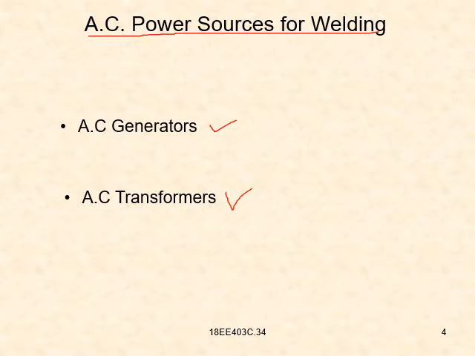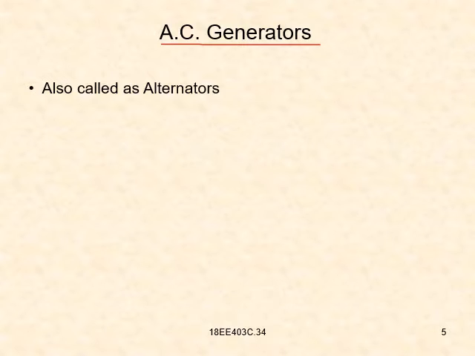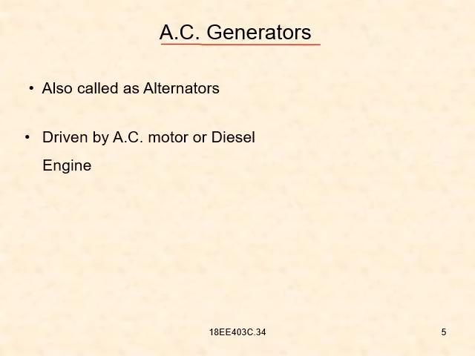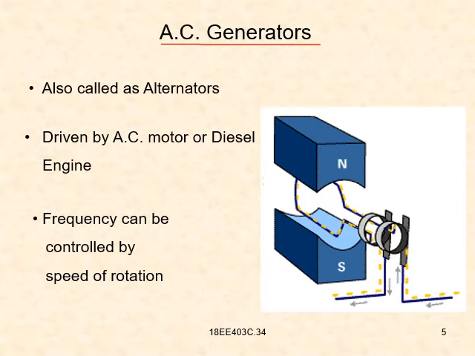Moving on to the next slide. Firstly, we'll see AC generators. As you may have learned in the third semester about DC generators, in the same principle we'll be having AC generators also. These are also called alternators and are driven by an AC motor or a diesel engine. The frequency can be controlled by the speed of rotation. You can see the animated picture over here.